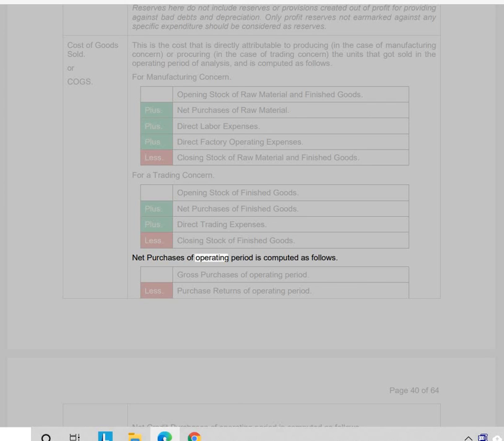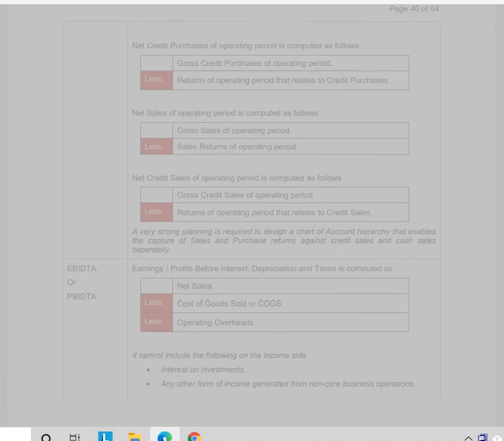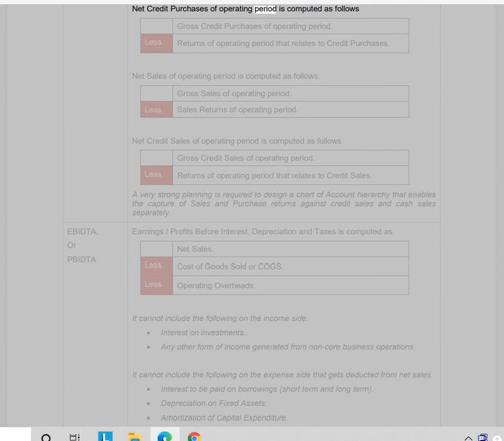Net purchases of operating period is computed as follows. Gross purchases of operating period, less purchase returns of operating period. Page 40 of 64. Net credit purchases of operating period is computed as follows. Gross credit purchases of operating period, less returns of operating period that relate to credit purchases.